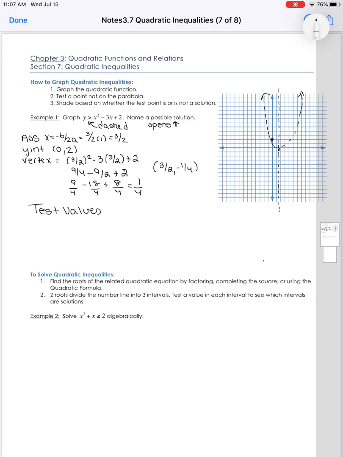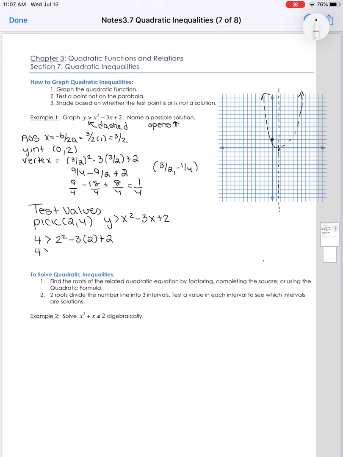So now the last piece that we have to figure out is, okay, I need to be able to shade. Where am I shading this? So when you do this, what you're going to do is test values. You have to test a point that is not on the parabola itself, but it could be any point to determine the truth value. So let's just say I pick the point (2, 4). That looks like it would fall within the parabola, not on it.